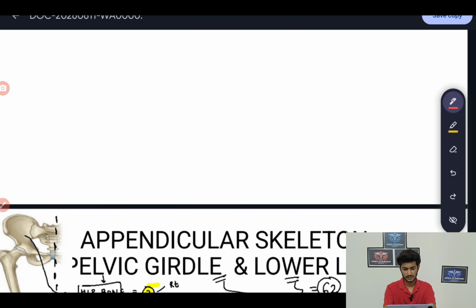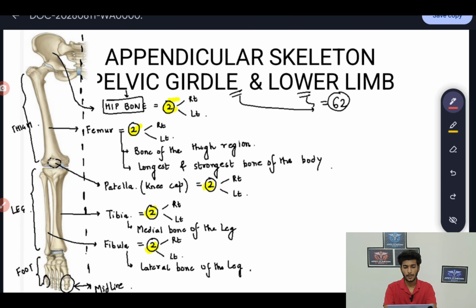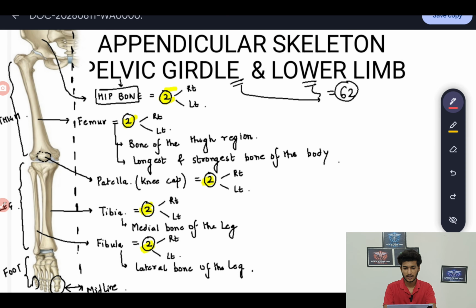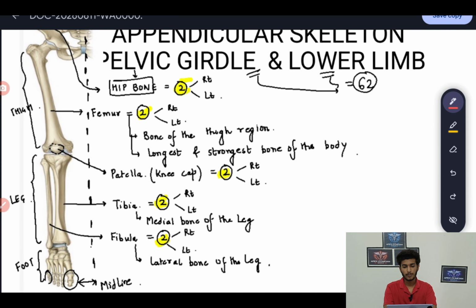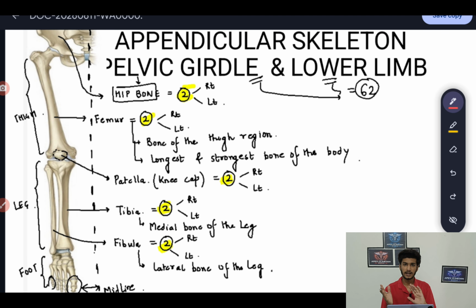After that, let's move on to the appendicular skeleton of the pelvic girdle and lower limb. Here, the lower limb consists of the hip bone and the bones which are present below, that is the femur, patella, tibia, fibula. So the hip bone is present on both sides. It is counted as two in number, one on the right side and one on the left side.